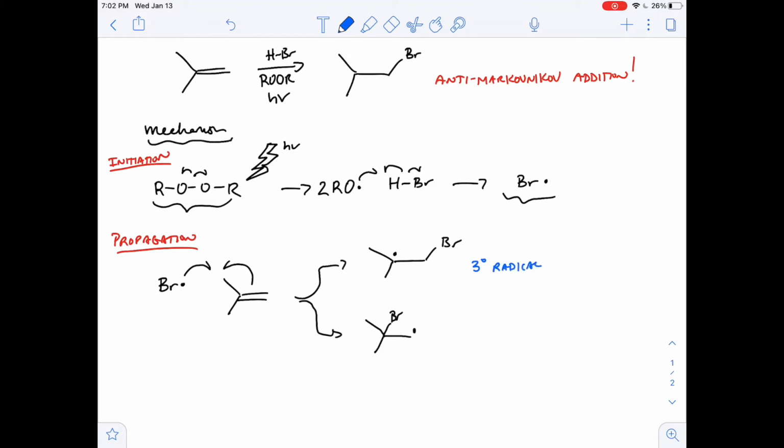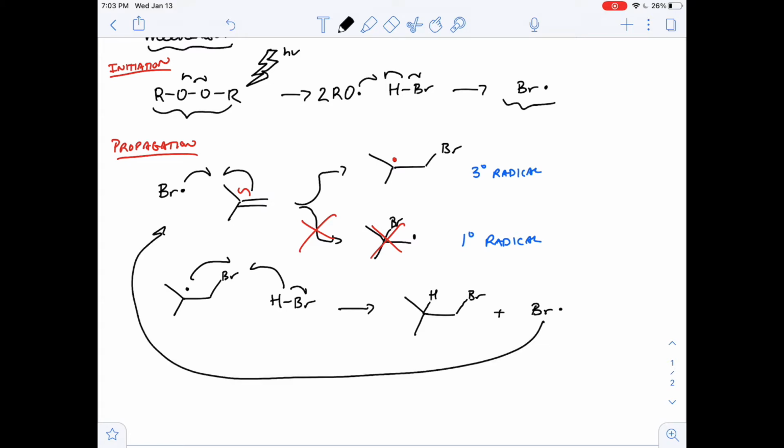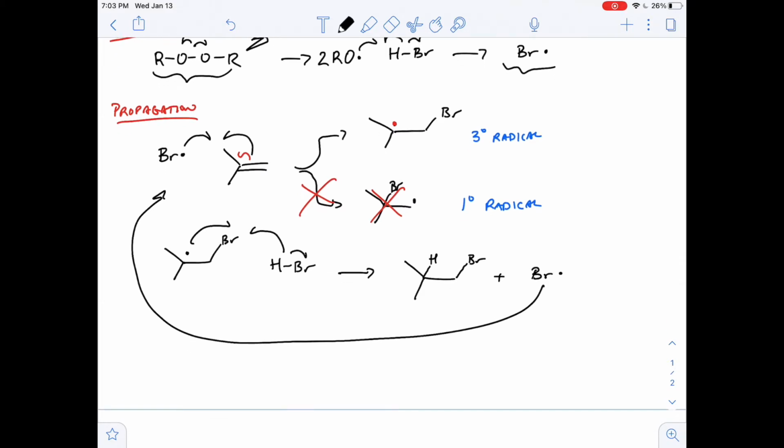This is a tertiary radical, and this is a primary radical. We know that tertiary radicals are more stable, so cross that one out. That's not the route we want to go. The red arrow indicates where the radical goes, to the tertiary position. We already explained why bromine is at the anti-Markovnikov position, the less substituted carbon. Now we can add our hydrogen atom to finish off the mechanism and give us our alkyl bromide, as well as a Br radical to cycle through the propagation step again.